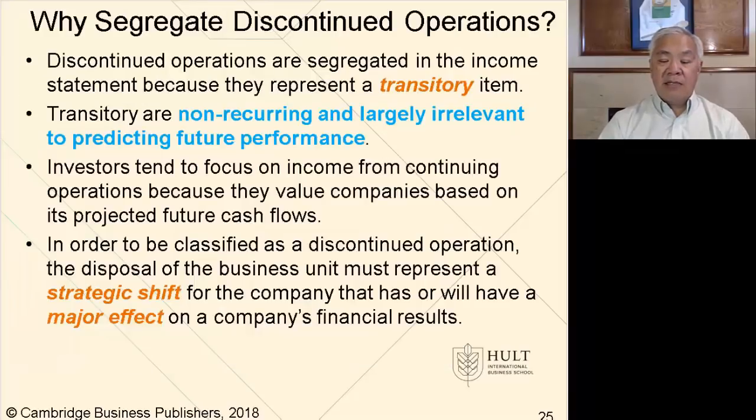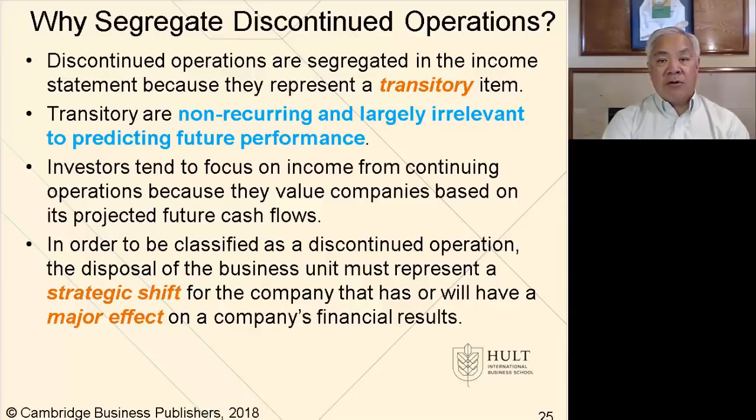Why do we segregate it? It's because it's a transitory item. As mentioned, if you got rid of a major line of business and somebody's using your statements to project into the future, you want them to know that so they don't count that because it's gone. This deals with a phrase that's quite important. It's recurring and non-recurring items.